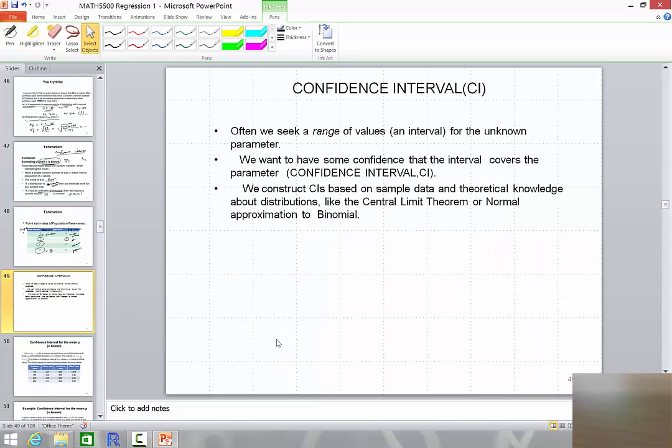Confidence interval. What is a confidence interval? Often we seek a range of values, or an interval, for the unknown parameter. That range of values is called the confidence interval. We want to have some confidence that the interval covers the parameter. The notation is CI. And we use the central limit theorem or the normal approximation to the binomial. What this means, I'll show you in the coming slides.